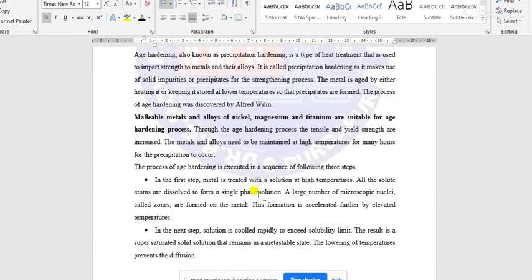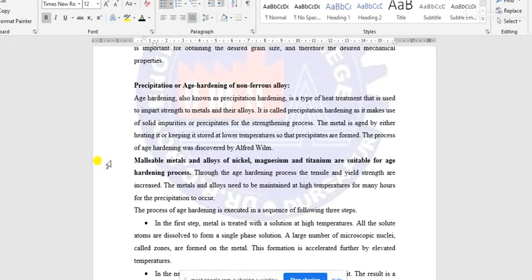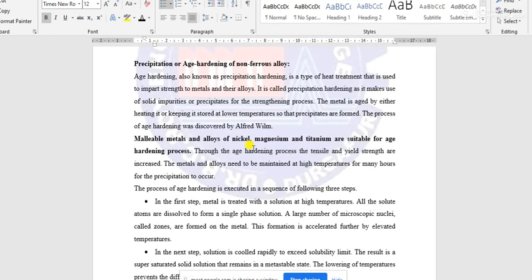Now coming to the initial parts of precipitation, which kinds of metal: nickel, magnesium, titanium, aluminum, these kinds of non-ferrous metals or alloys of these metals. For the alloys of these metals, this precipitation or age hardening method may be used. Okay.